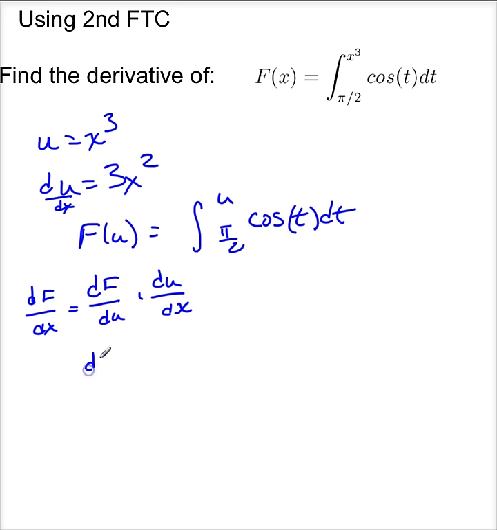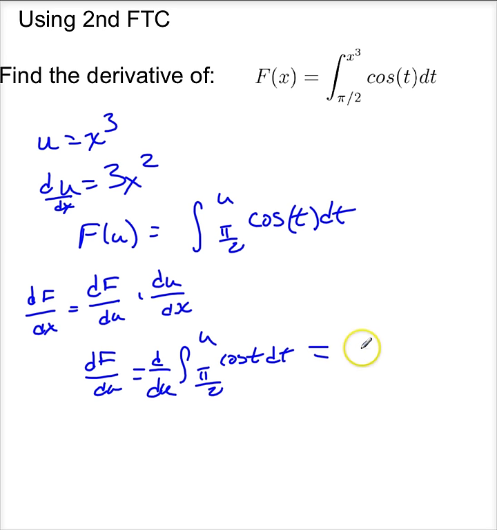What is the derivative of f with respect to u? Well, that's the integral from pi over 2 to u of cosine t dt, and I'm taking the derivative with respect to u of this. I can use the second fundamental theorem of calculus, and this is just cosine of u.